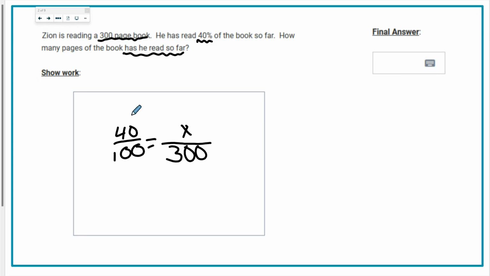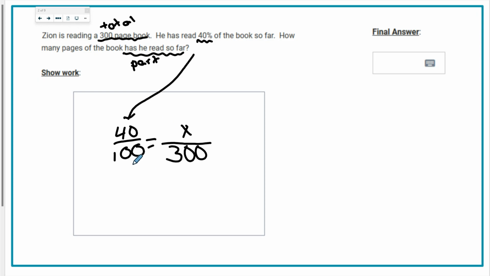So this is going to be my problem setup. We have 40%, which is 40 out of 100. We have the 300-page book, which is the total. And then how many pages has he read? That's going to be the part that we're looking for. Total goes on bottom, part goes on top.